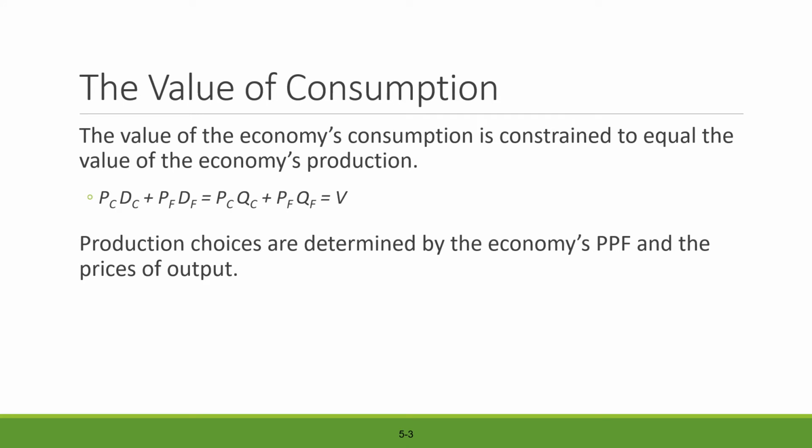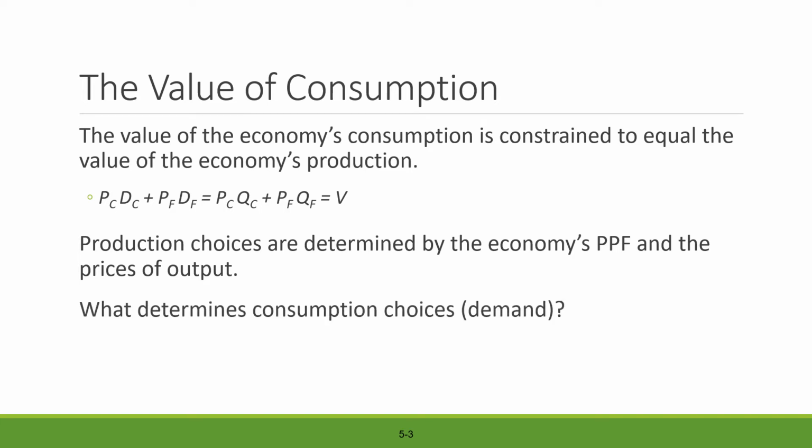Then production choices are determined by the economy, PPF, and the price of output. PC and PF are very much important, because PC and PF determine the slope of the ISO value line, and the slope of the ISO value line determines the point on the production possibility frontier where we produce. But on that same line, on the same ISO value line, we are able to consume as well. What determines the consumption choices? Let us discuss that as well.